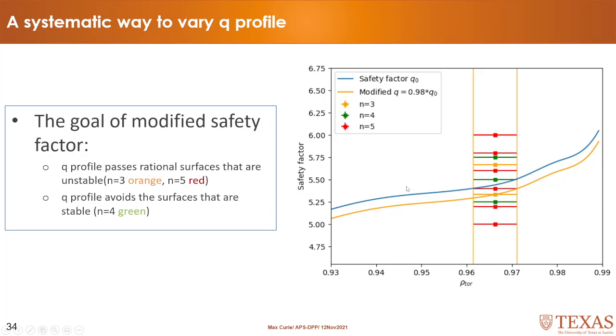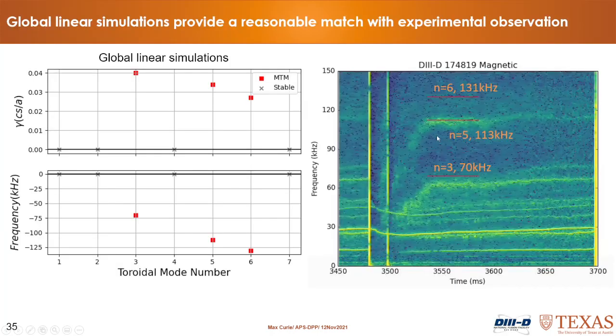The nominal Q profile, the blue one, doesn't do that. Downshifting by 2% will give us the desired profile, as the shifted profile will go through n equals 3, the orange, and n equals 5, the red. So let's use the profile downshifted by 2% and do the simulation.